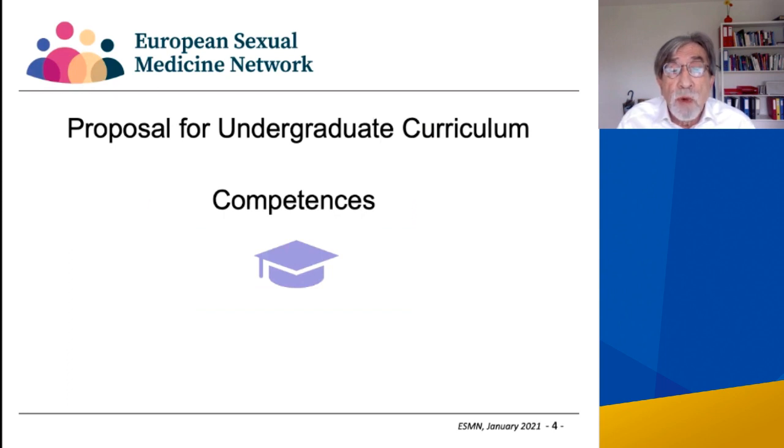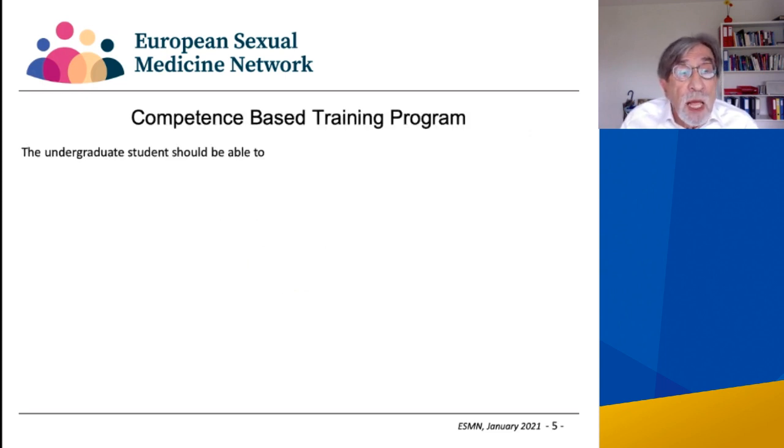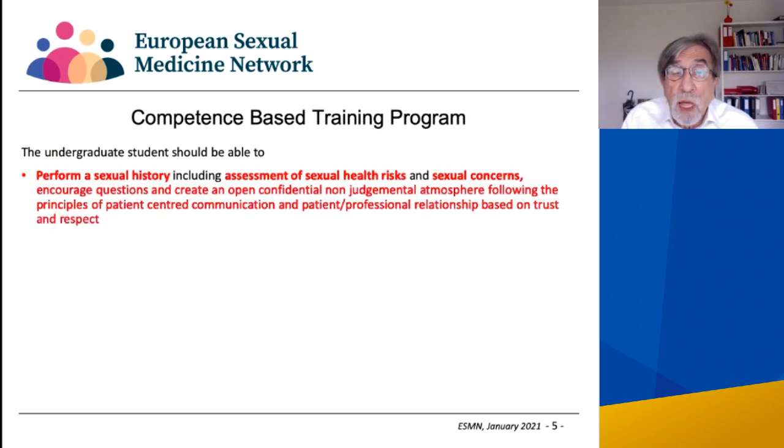So we were putting together the different input regarding the competences. What should medical students, psychology students really obtain as competences in the field of sexual medicine? The undergraduate student should be able to perform a sexual history, which includes the assessment of sexual health risks and sexual concerns. She or he should be able to encourage questions and create an open, confidential, non-judgmental atmosphere, following the principles of patient-centered communication and patient-professional relationship based on trust and respect.